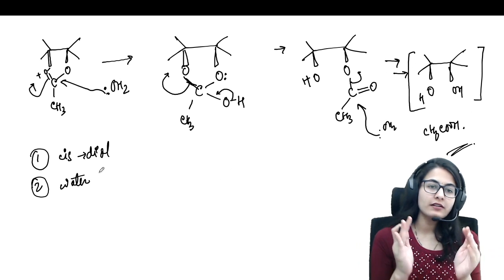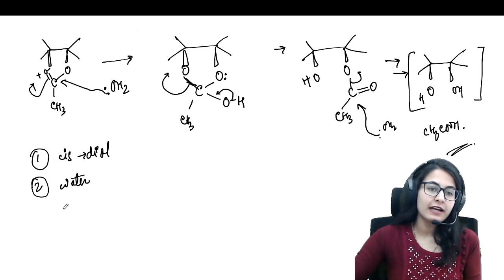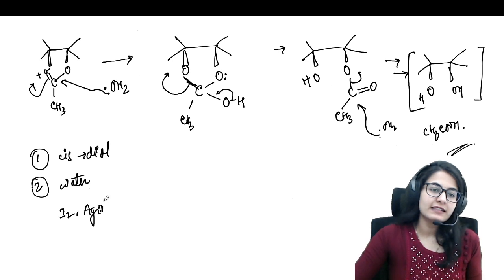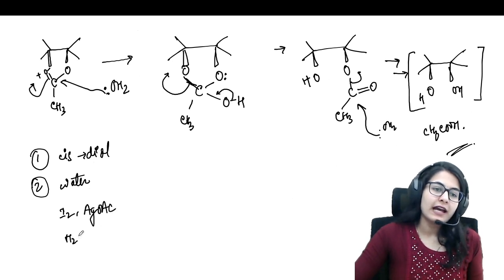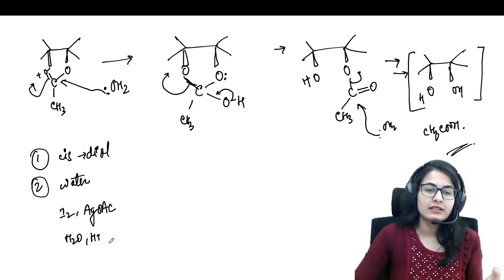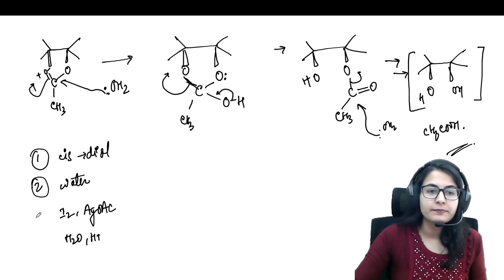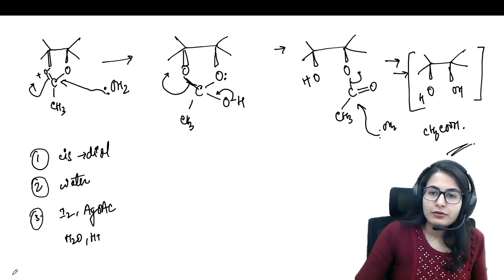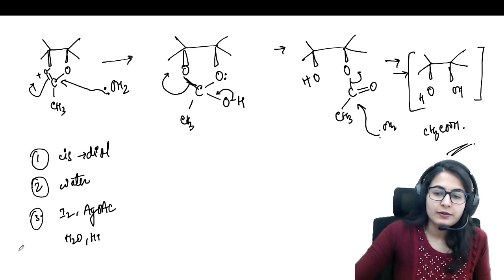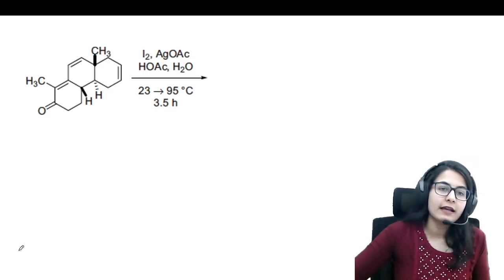Whenever you are spotting the reagents of Woodward cis dihydroxylation, it will be iodine, silver acetate. In the next step, you will have water, which is in the presence of dilute acid. Okay, so this is what you have to remember, a very simple reaction. Now let's look at an example.